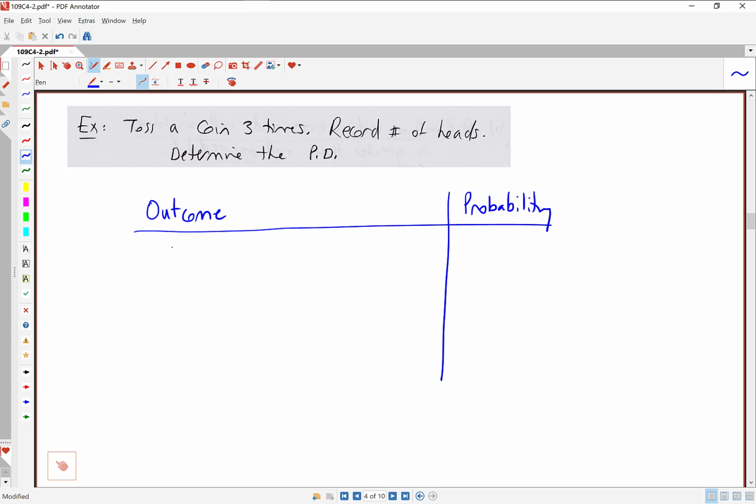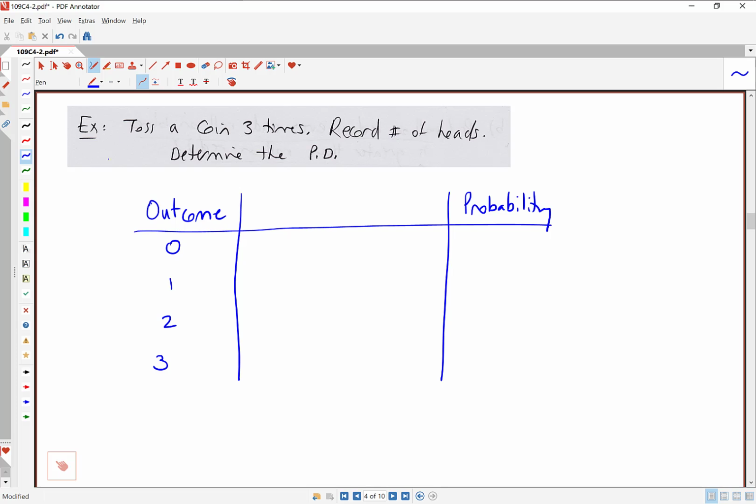Well, you could have 0 heads. If you end up getting tails, tails, tails, you would have 0 heads. You could have 1 head in the 3 coin tosses, you could have 2 heads, or you could have 3 heads. So those are the different outcomes. And now we want to work towards figuring out the probability of those different outcomes.